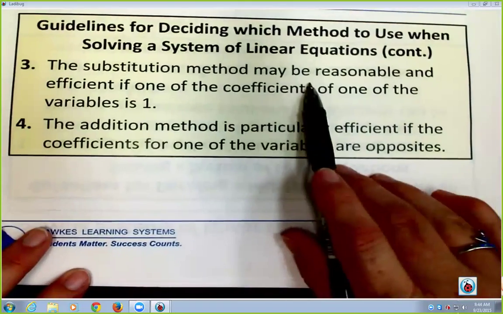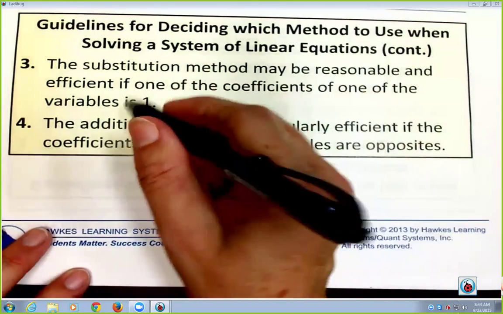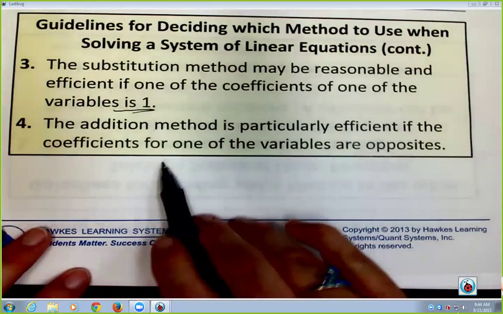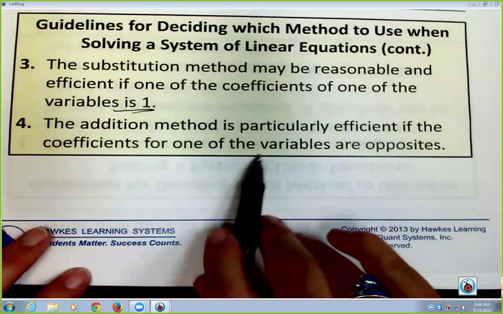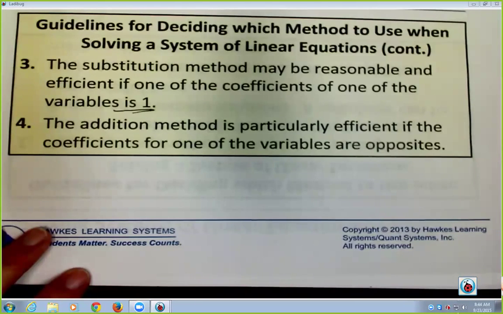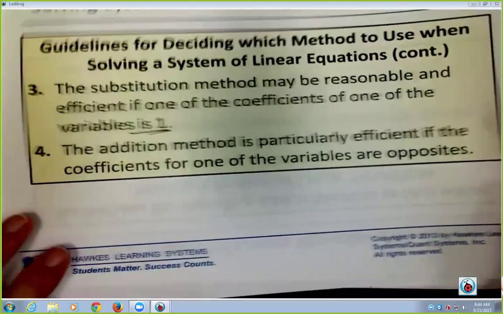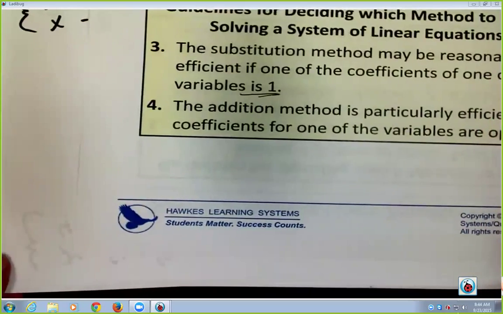If you use substitution and you've got a variable that has a 1 in front of it, why not? We can use it. If you have an addition one and you just want to make variables go away, that's your decision. So again, it's just deciding on what method you want to use to solve those and come up with your solutions.